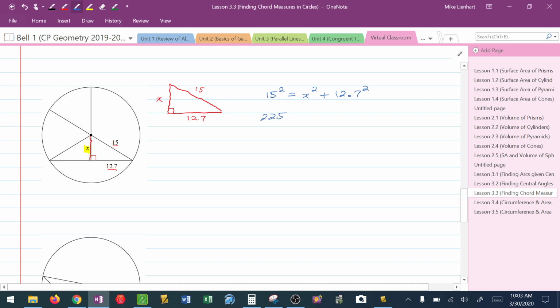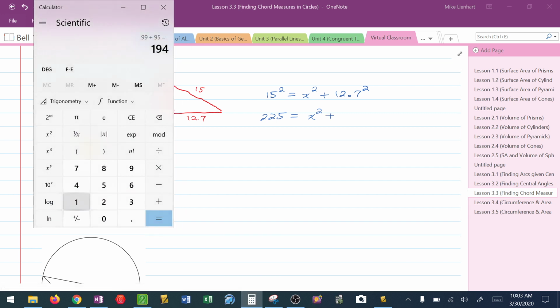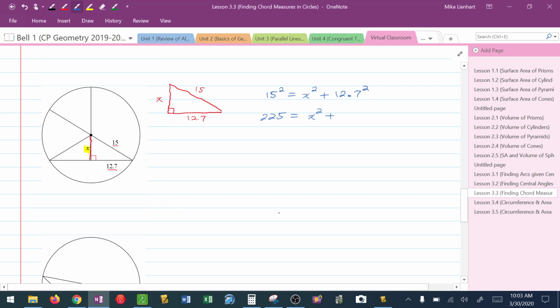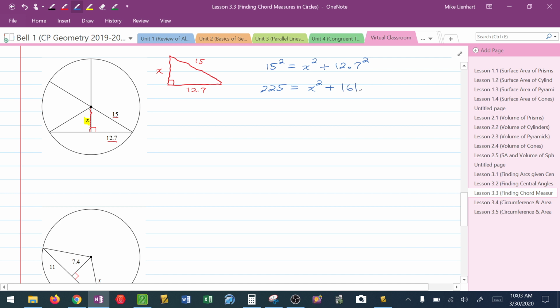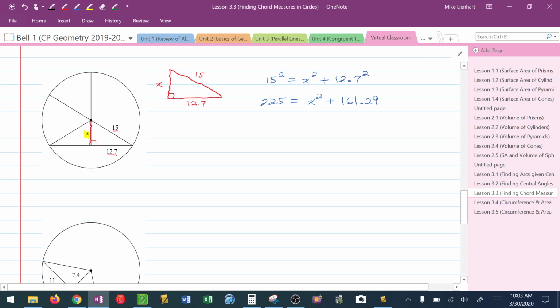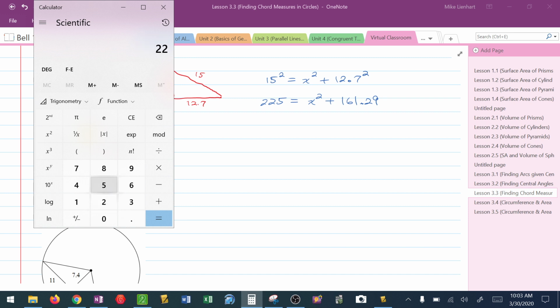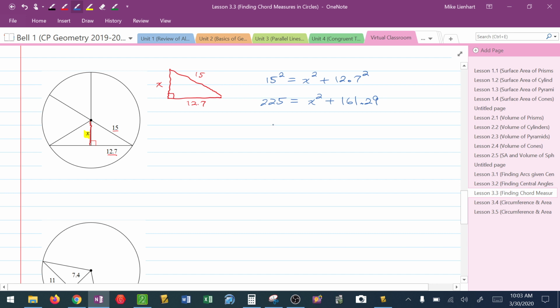Or 225 is equal to x squared plus, I've got to use a calculator here, 12.7 squared, 161.29. All right, I'm going to subtract that, 225 minus 161.29, and I get 63.71. So x squared is equal to 63.71, and therefore I know that x has to be the square root of 63.71.